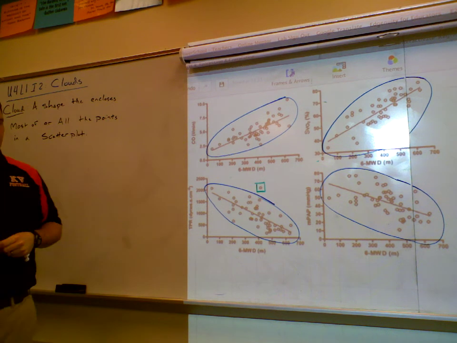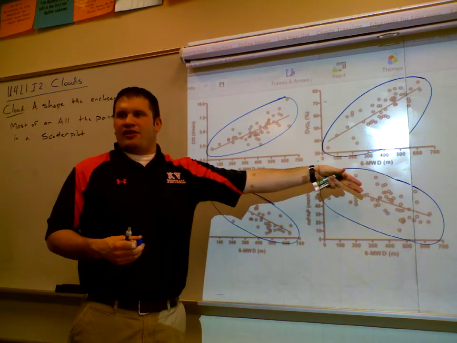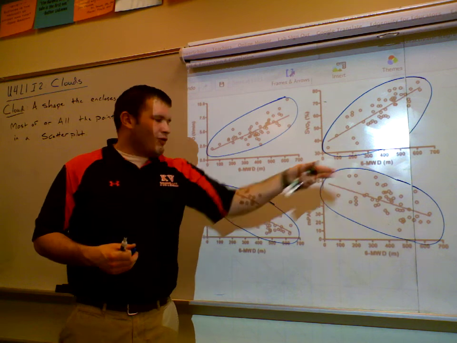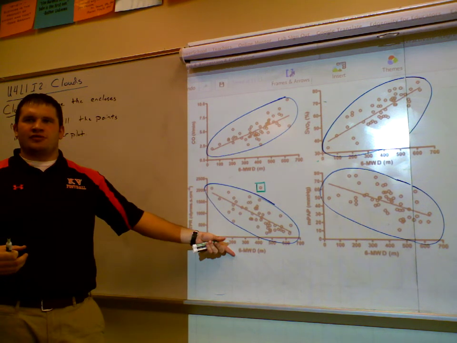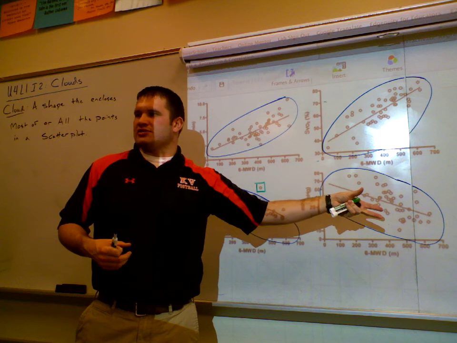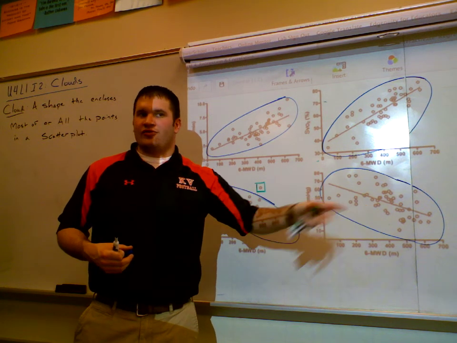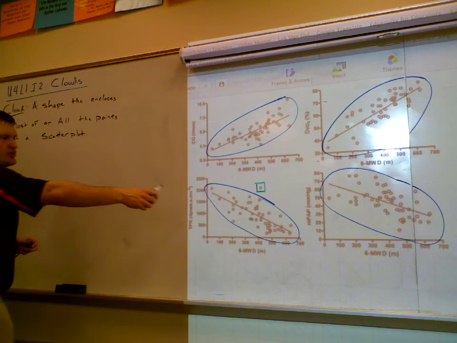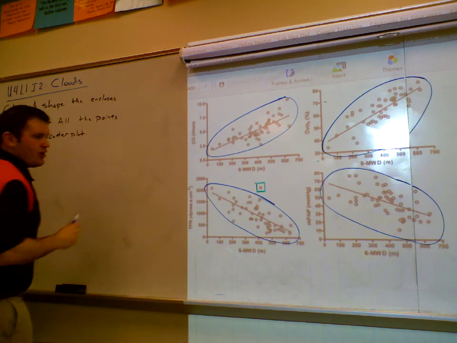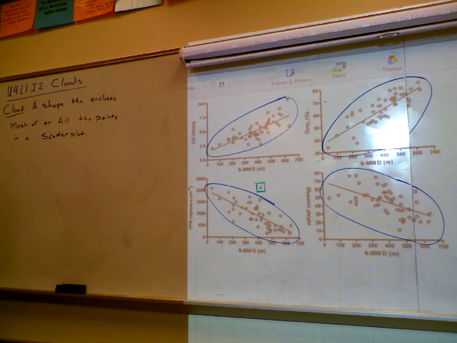Okay. So this oval, is it wider or narrow? It's wider than this one. Okay? Because this relationship is strong or weak? Weak. Okay? This relationship is stronger, so it's more narrow.